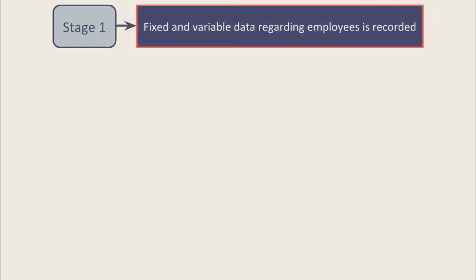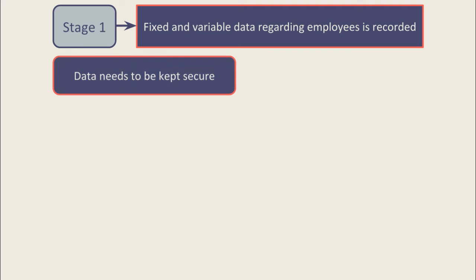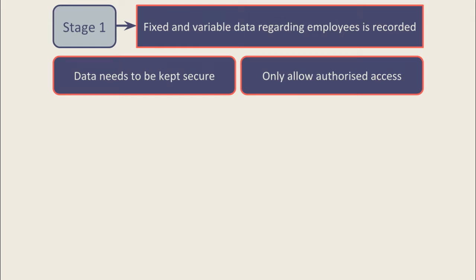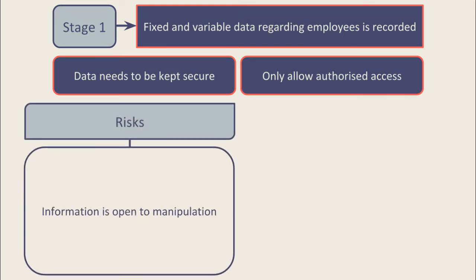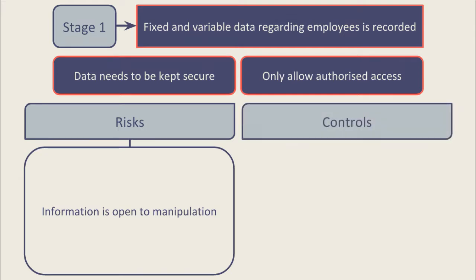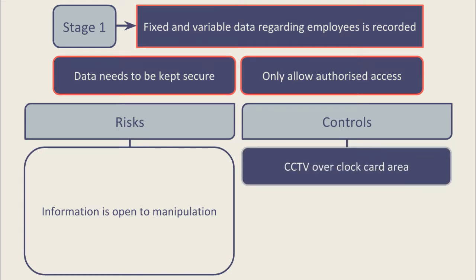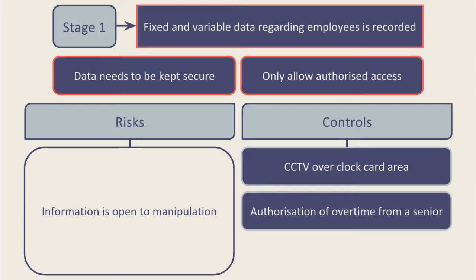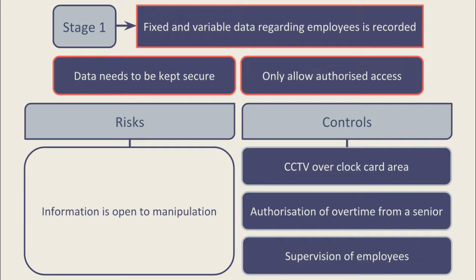Fixed data regarding employees includes bank accounts, hourly pay, holiday days, etc. Variable data would come from the clock cards or timesheets in the form of hours worked to help calculate pay. This data needs to be kept secure, so locking away this paperwork and only allowing authorised access is important. The other risk is that information is open to manipulation, for example including fraudulent working hours. Controls to reduce this risk include CCTV over the clock card area as a deterrent, authorisation of overtime from a senior official, and supervision of employees.